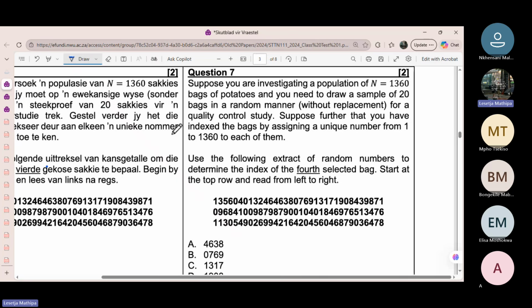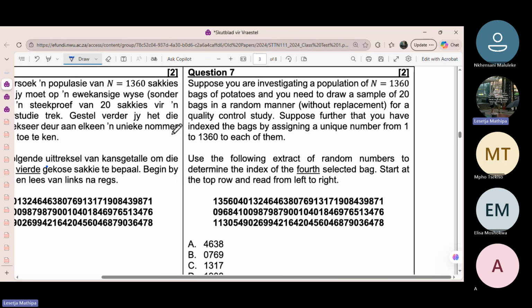they say, suppose you are investigating a population of N, which is equal to 1,360 bags of potatoes, and you need to draw a sample of 20. Remember, this is capital letter N here. Okay, in a random manner without replacement for a quality control study. Now, suppose further that you have indexed the bags by assigning a unique number from 1 to 1,360 to each of them.